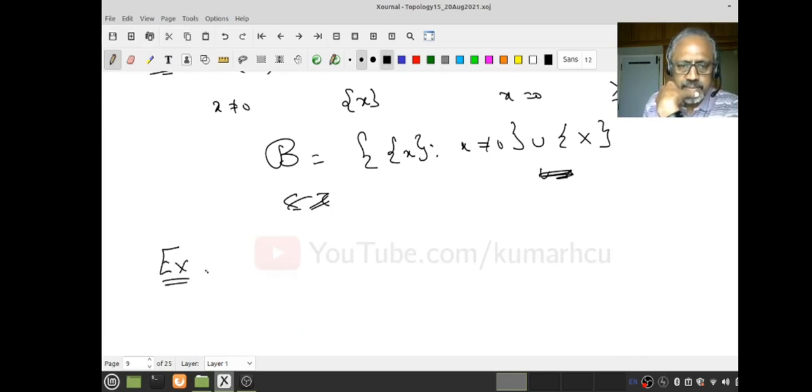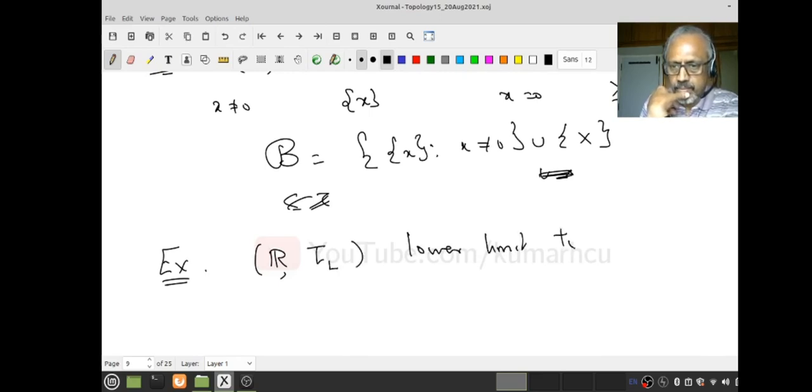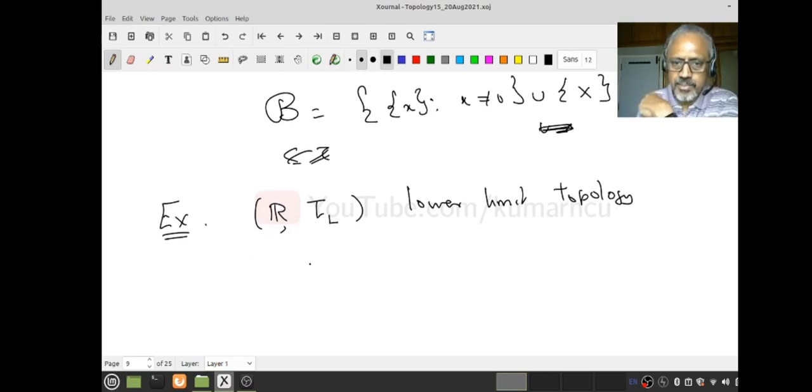Now let's look at R with the lower limit topology. How do you recall how we define lower limit topology? What are the building blocks there? They are the intervals of this kind. Therefore, what do you think should be the basis for this?